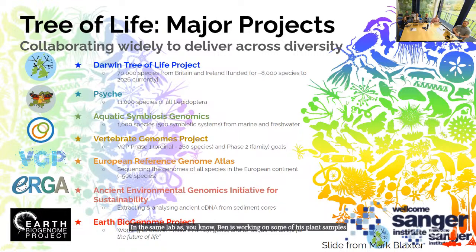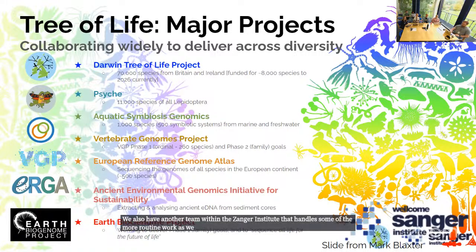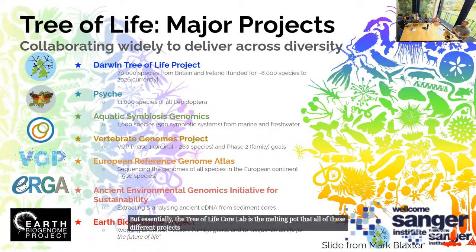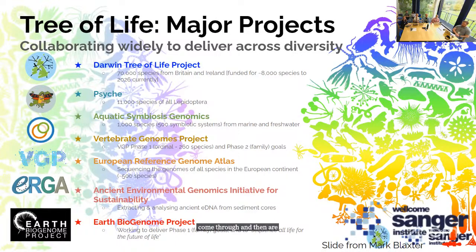We also have another team within the Sanger Institute that handles some of the more routine work. As we develop routine systems, we're able to transfer those processes over. But essentially, the Tree of Life Core Lab is the melting pot that all of these different projects come through, and then are treated with whichever protocol is required so that we can aim to get those reference level genomes.